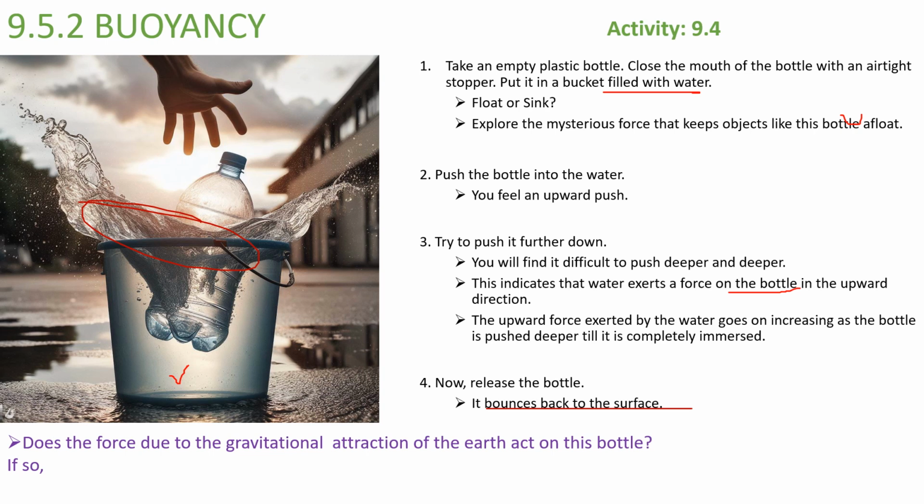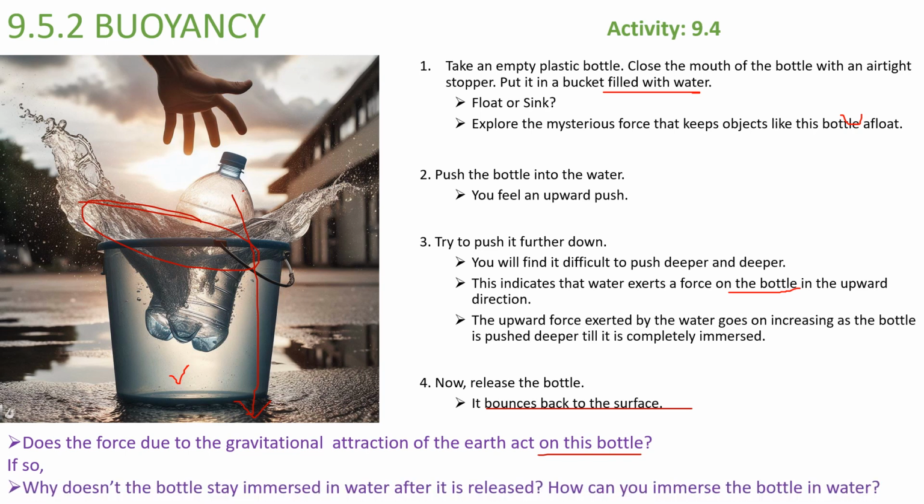Then what did we learn here? Does the force due to gravitational attraction of the earth act on this bottle? We are expecting this bottle to be attracted to the ground, right? But we are not seeing this working. It looks like this bottle is not getting attracted by the gravitational force. What's happening here? Why doesn't the bottle stay immersed in the water? We pushed it, but when you left your hand, it came back again. Why did it not stay? Did the gravitational force fail to attract it? Let's see. How can you immerse the bottle in the water? Let's see in the next exercise.